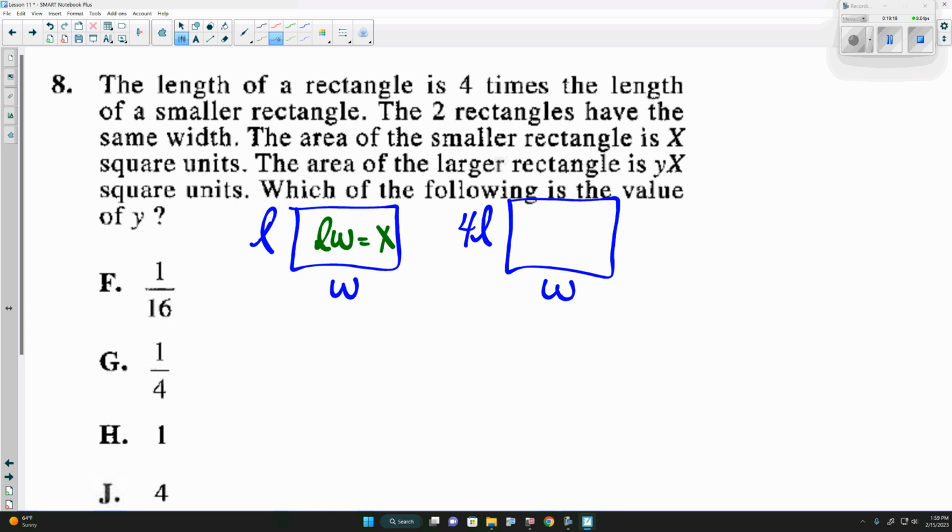Now what's the bigger one going to be? 4L times W, which is our yx. The area of the larger triangle is yx, or rectangle is yx. The smaller is just x. So looking at this here, what would the value of y be?